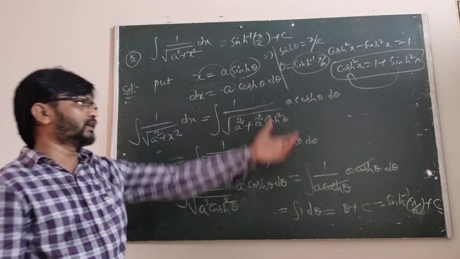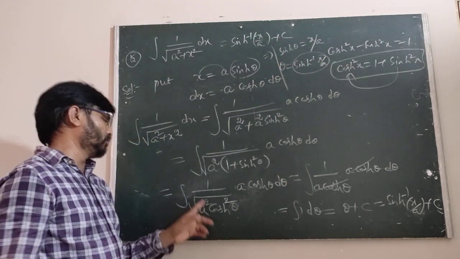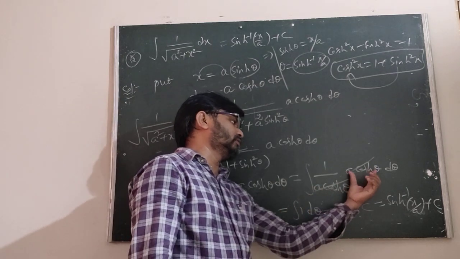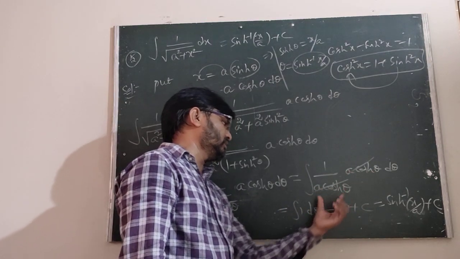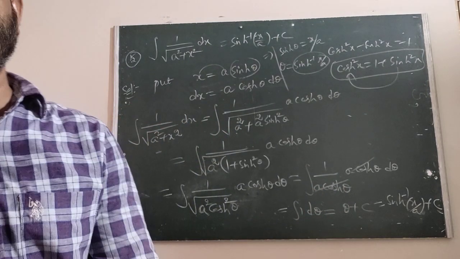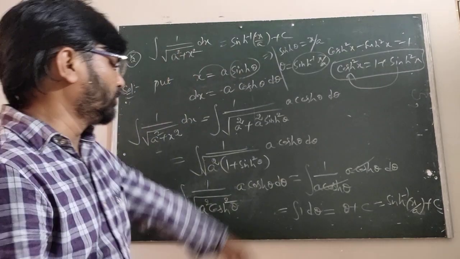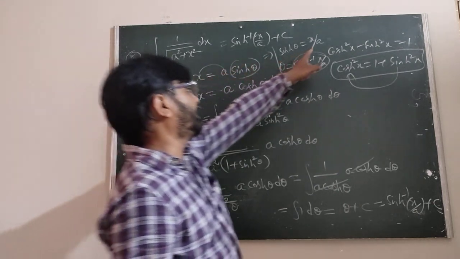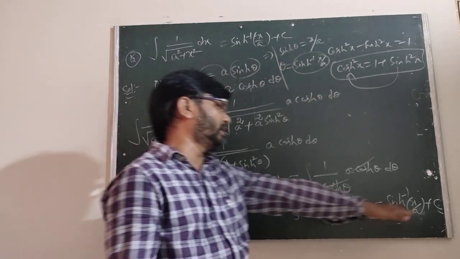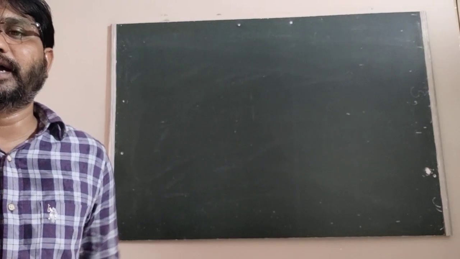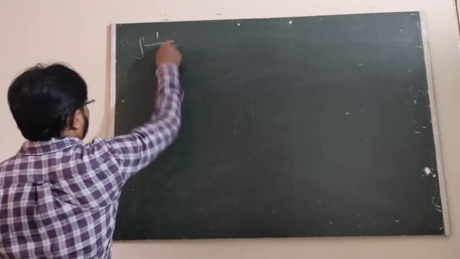1 plus sin h square theta forms cos h square theta. Therefore, square and under root cancel. We are getting a cos h theta. Therefore, the numerator also has the same term, a cos h theta, and they cancel. We are getting 1 into d theta. Integral 1 into d theta is theta. Therefore, we need to find theta. We know that sin h theta is x by a. The theta is sin h inverse of x by a plus c. Is it okay?